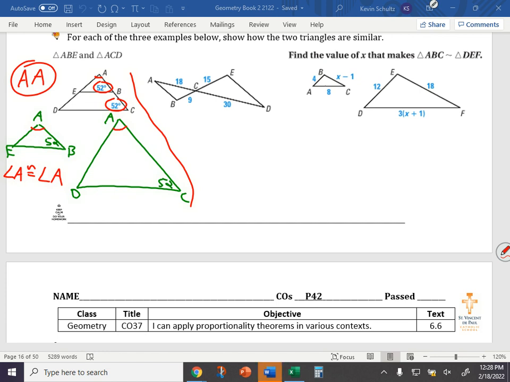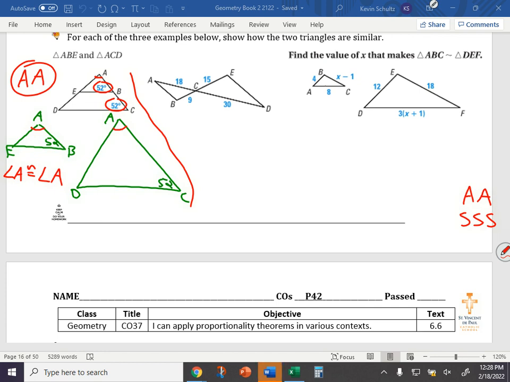When you're doing tests or homework, run through your options. Your three options are, first, angle, angle, which means you need two pairs of congruent angles. Are we given any information about the angles here? No. So angle, angle is not the one we'll use. Our other option, side, side, side, means we have to prove that all three pairs of corresponding sides are proportional. We're given information about two of the sides, but not the third. So side, side, side might be a problem as well.